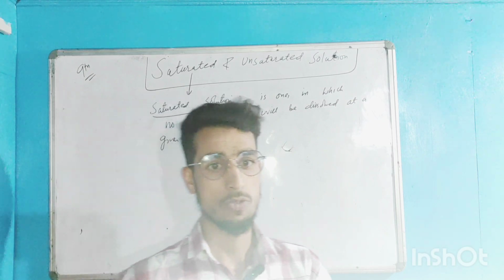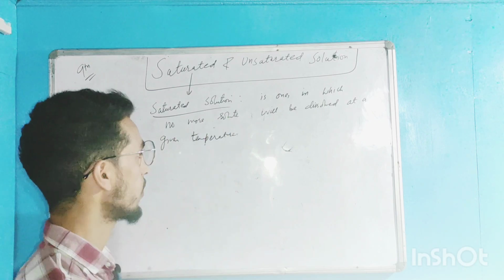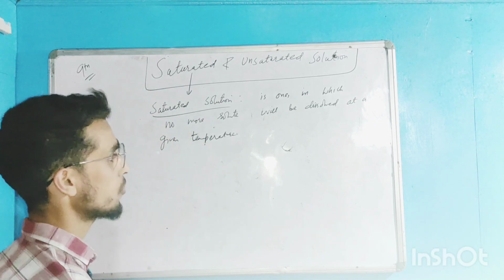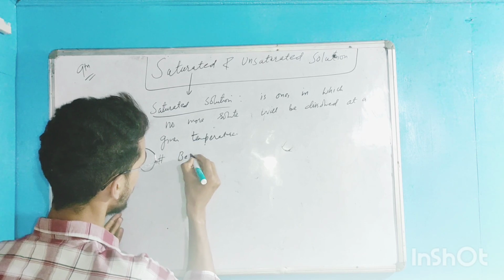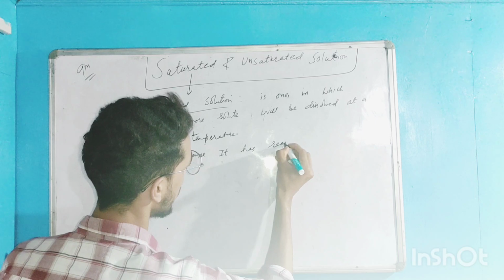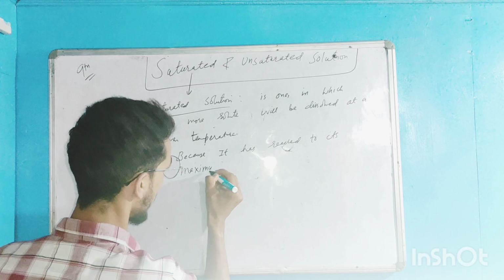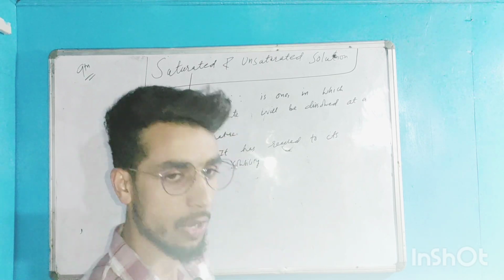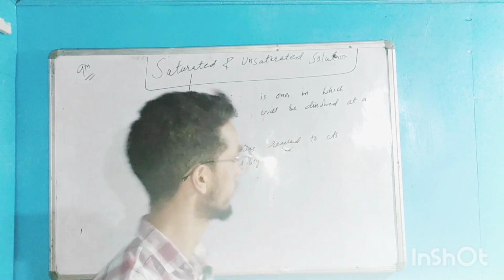Now, the process of saturation. So, we can define saturated solution as one in which no more solute will be dissolved at a given temperature. Means after this, no more solute can be dissolved in that very solution because it has reached its maximum solubility. Now, let's understand this through an illustration, through an example.